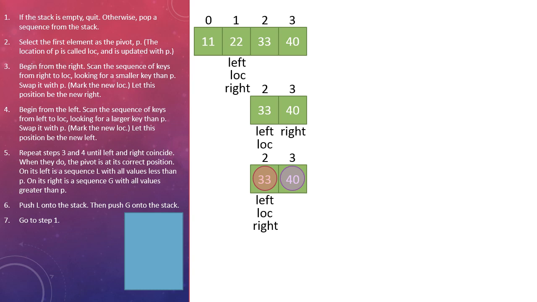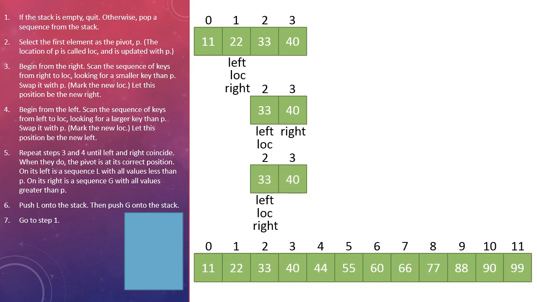Now if you look at the positions in which I left my different elements and bring those positions back, you will find this sequence: 11, 22, 33, 40, 44, 55, 60, 66, 77, 88, 90, 99, and the sequence has been sorted. This is Quicksort.